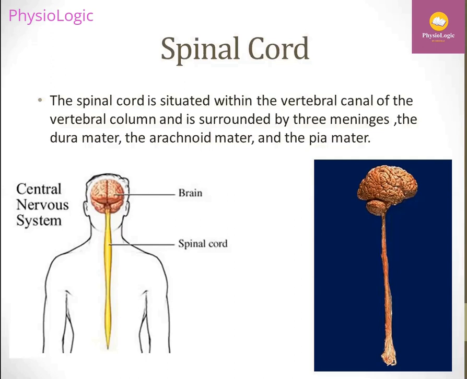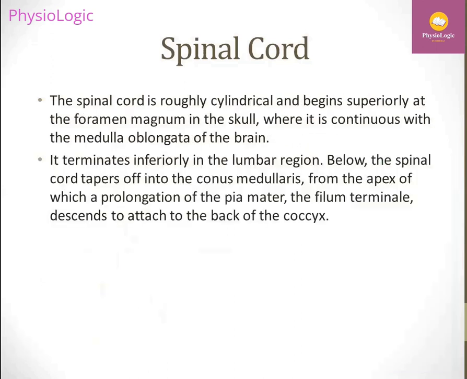Any confusion? No. All right. So the spinal cord is roughly cylindrical and begins superiorly at the foramen magnum in the skull. This is the point that comes over and over again, from where the spinal cord starts. So the structure we have to memorize is your foramen magnum in the skull. And the structure ending at foramen magnum is your medulla oblongata, and from medulla oblongata, spinal cord is starting.